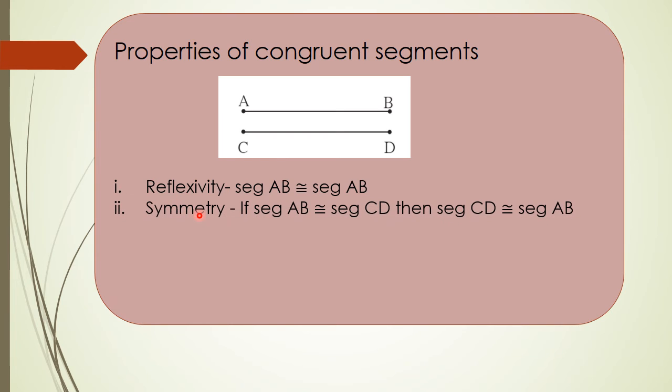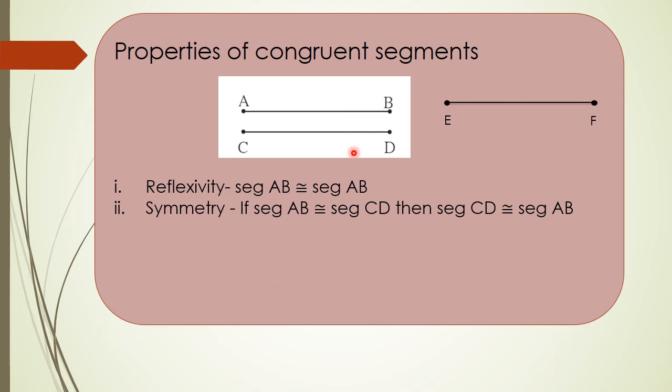Second property is symmetry. What is symmetry? If segment AB is congruent to segment CD, then segment CD is congruent to segment AB. Okay, so this is like we write, if A is equal to B, then B is equal to A also, right? So that is called symmetry. If segment AB is congruent to segment CD, then segment CD is also congruent to segment AB.